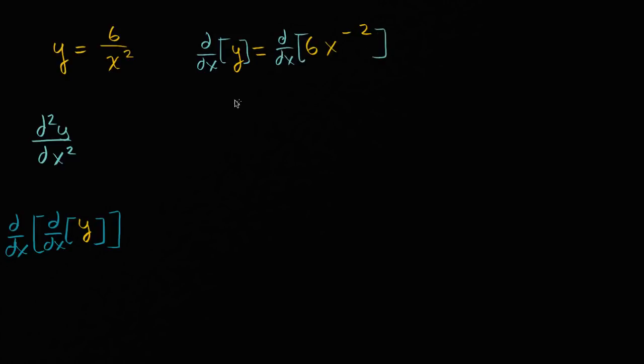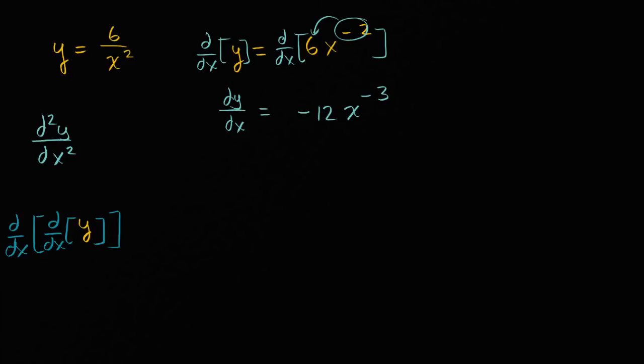And so on the left-hand side, I'm going to have dy dx is equal to, now on the right-hand side, take our negative 2, multiply it times the 6. It's going to get negative 12 x to the negative 2 minus 1, which is x to the negative 3. So this is negative 12 x to the negative 3.